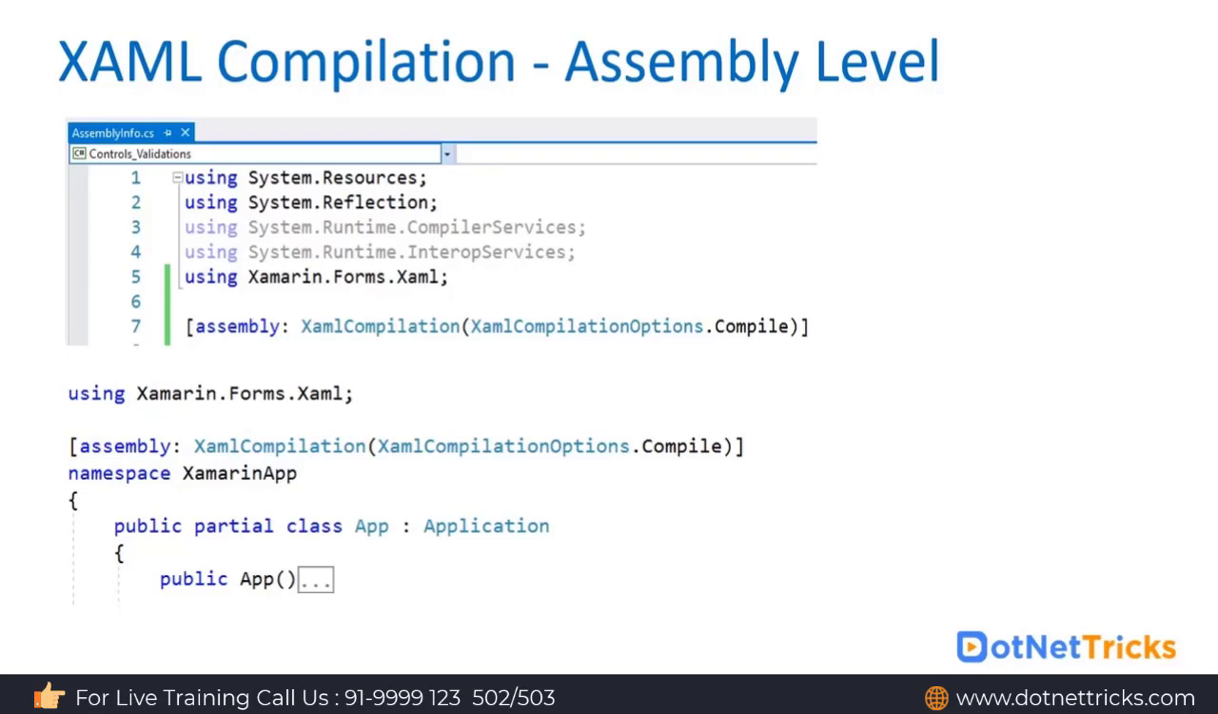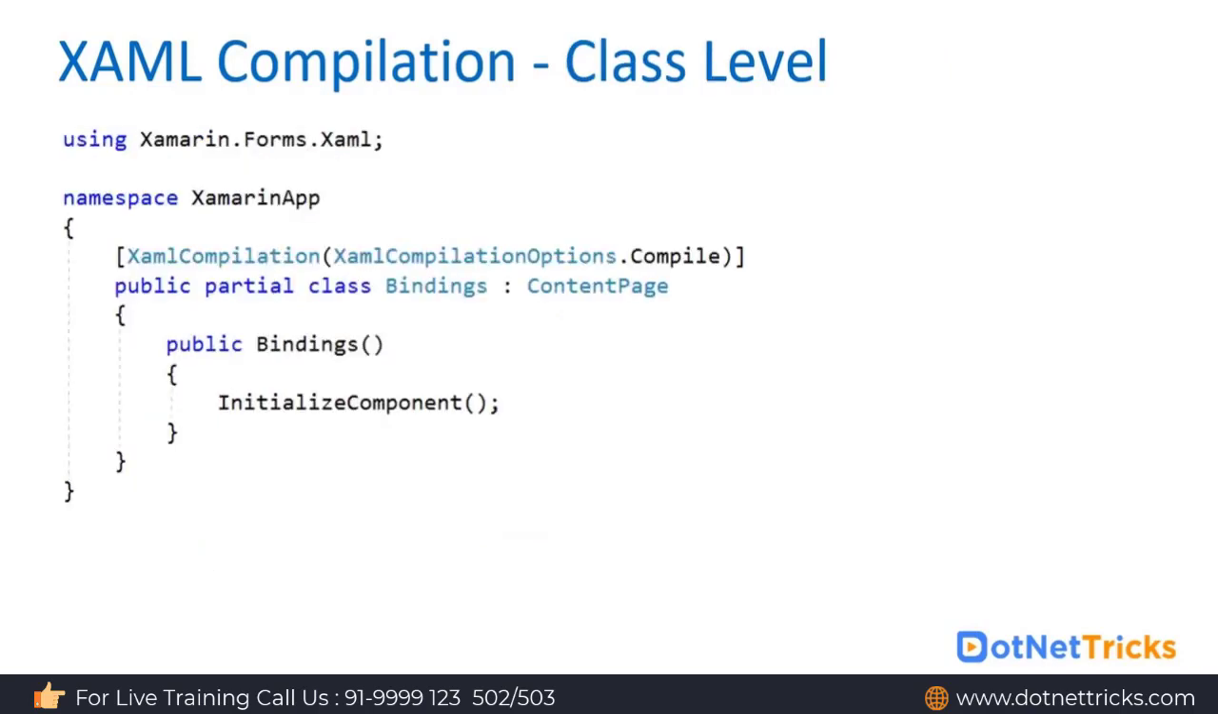As I said before, it can be set for the entire assembly or for a single class. So setting XAML compilation at the class level is also very similar. However, you will not be mentioning the assembly colon. You will simply enable the XAML compilation options for the class on top of the class.